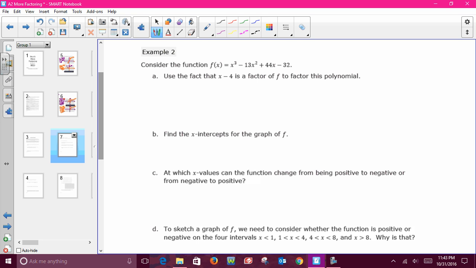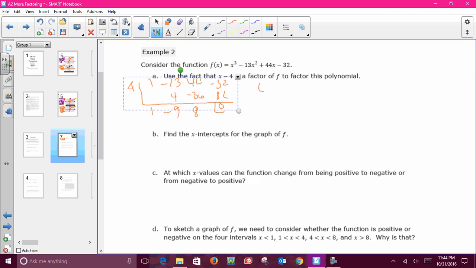So if x minus 4 is a factor, that means I can use something like synthetic division. And I'd have 4 here, and I'd have 1, negative 13, 44, negative 32. So bring down the 1. 4 times 1 is 4. Negative 13 and 4 is negative 9. 4 times negative 9 is negative 36. And then 44 and negative 36 is positive 8. And then 4 times 8 is 32, which means I have a remainder of 0.